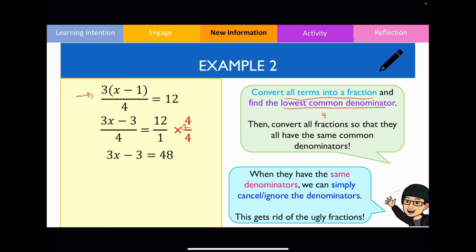And so now, therefore, to solve for x, I'm going to get rid of the -3 by adding 3 to both sides. So 48 plus 3 is going to equal 51. 3x is equal to 51, so to get rid of the 3 coefficient, I'm going to divide in this case. By dividing both sides by 3, I'm going to get an answer of x is equal to 17.